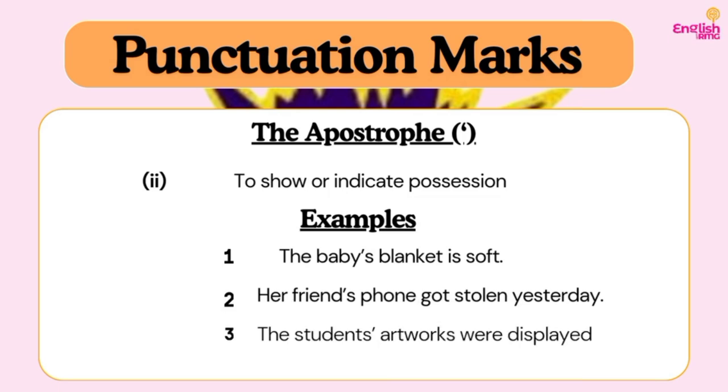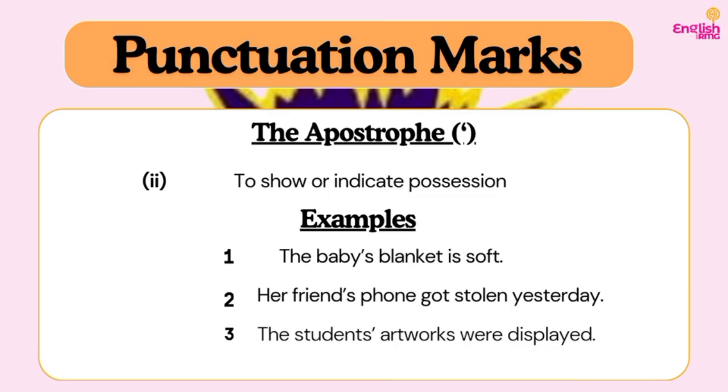So example 3, we have: the students' artworks were displayed. I would like you to note something here. Here, the S is coming first because it is the plural. So when you pluralize a regular noun like this and the word ends with S, do you understand? Put your apostrophe behind the S without another additional S, just only the apostrophe to show your word's possession.